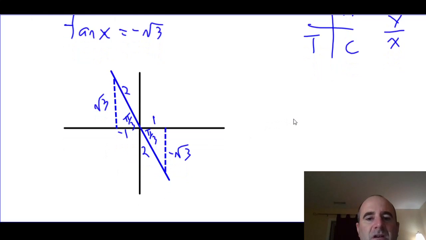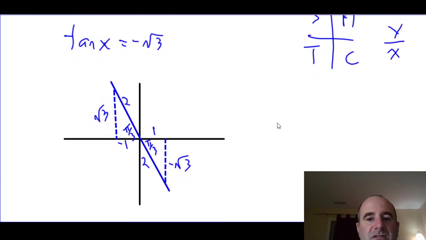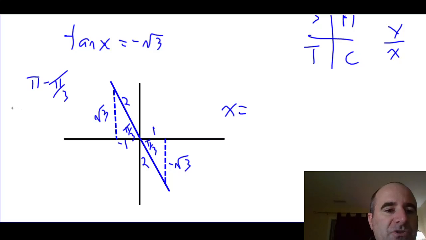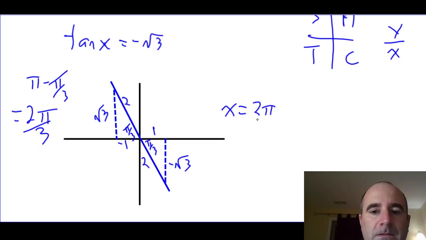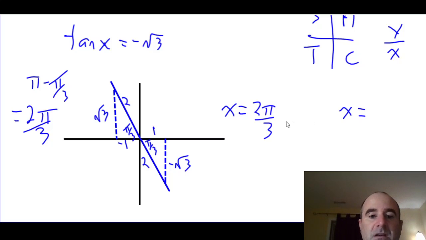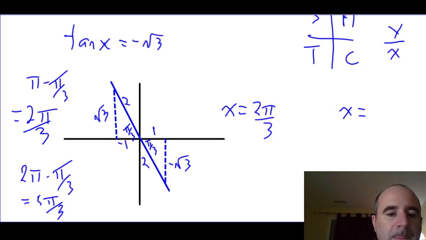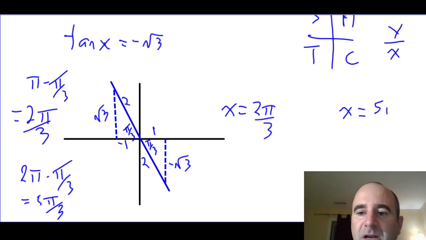And so if we start thinking about our solutions, we would realize that one solution is, this is pi, take away pi over 3, which is 2 pi over 3. The other solution, this one down here, would be 2 pi minus pi over 3, which is, of course, 5 pi over 3. And so that's our next solution, 5 pi over 3.